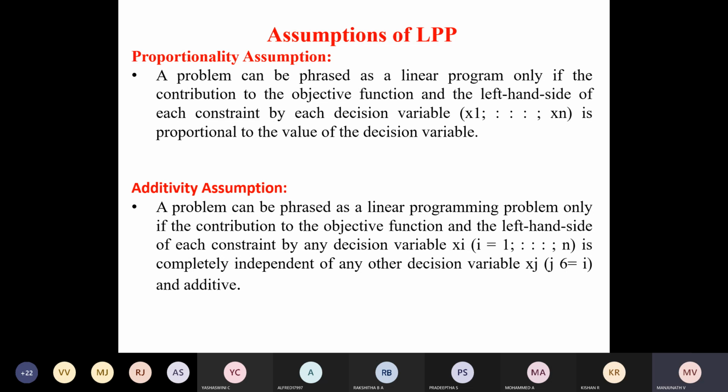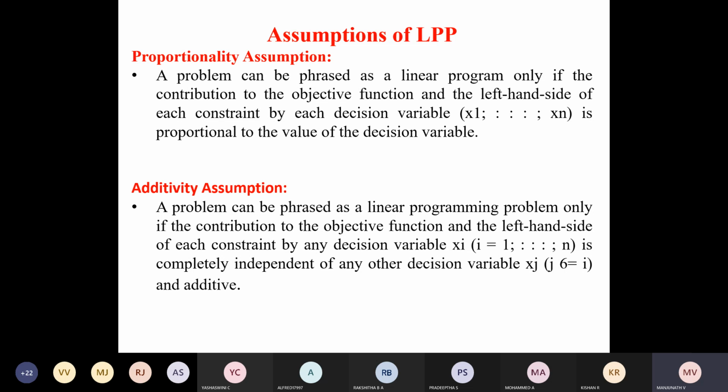A problem can be phrased as a linear program only if the contribution to the objective function on the left hand side of each constraint by each decision variable is proportional to the value of the decision variable. Proportional means the systematic variation, 1:1, 1:2, 2:1, like that. This proportional change is also called the slope of the variation. That is a bit of a mathematical term, and you can understand the word proportionality. You can also call it contributions. What is the contribution of variable x towards your maximization function? At the same time, what is the contribution of your y variable towards your objective function?